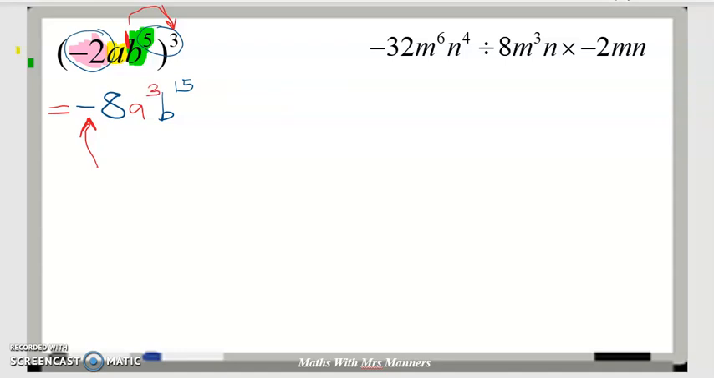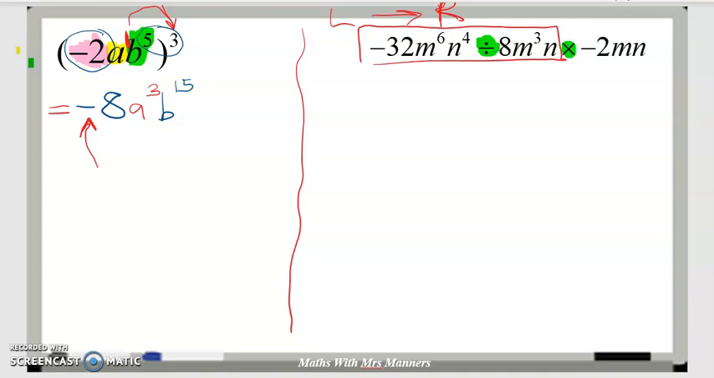Alright, question number 2 is looking at multiplication and division, but it's a nice question. It's got order of operations in it. The order of operations says that if you have division and you have multiplication together in the one question, you have to work from left to right. So I'm going to start over on this question here doing the division first, and then I'll move right and do the multiplication.